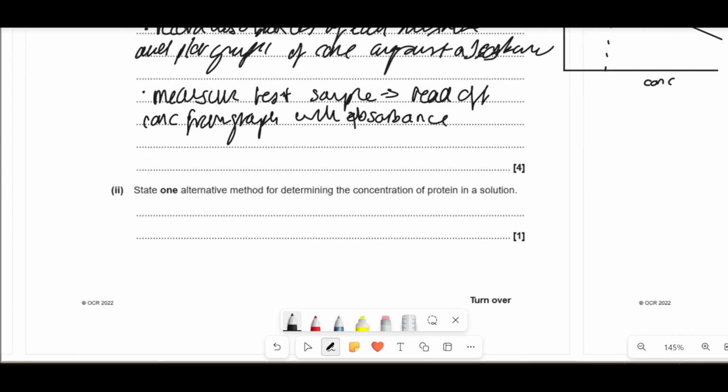State one alternative method for determining the concentration of protein in a solution. Biosensors. Biosensors work by using biological components to determine concentrations of things like glucose. For example, there could be an enzyme, an antibody or some single-stranded DNA stuck to a surface, and glucose will bind to it as it passes along. Or you could use a transducer. For example, with changes in pH, a dye can be released from a test strip, which generates an electric current and provides data like that.